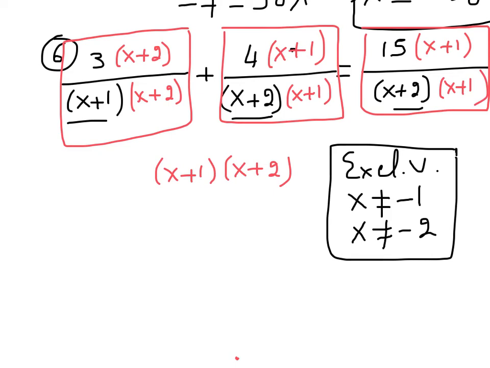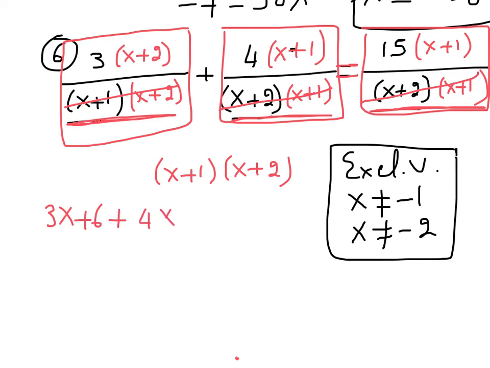In this particular case, I need you to pause for a second. As long as you see it's the common denominator among all three terms on the right and the left of the equal sign, that's when you go ahead and cross those denominators, copy the numerators, and solve for x. The first numerator is 3x plus 6. The second numerator is 4x plus 4. And it's equal to 15x plus 15.